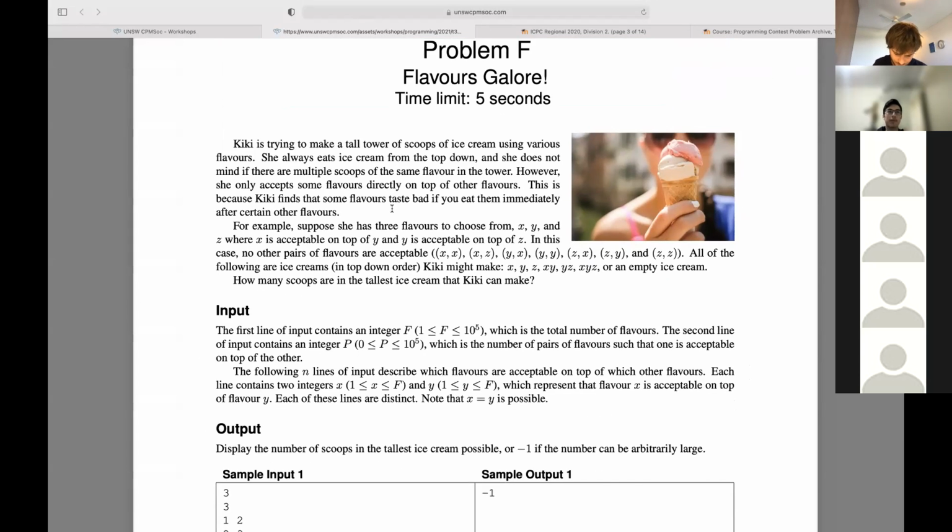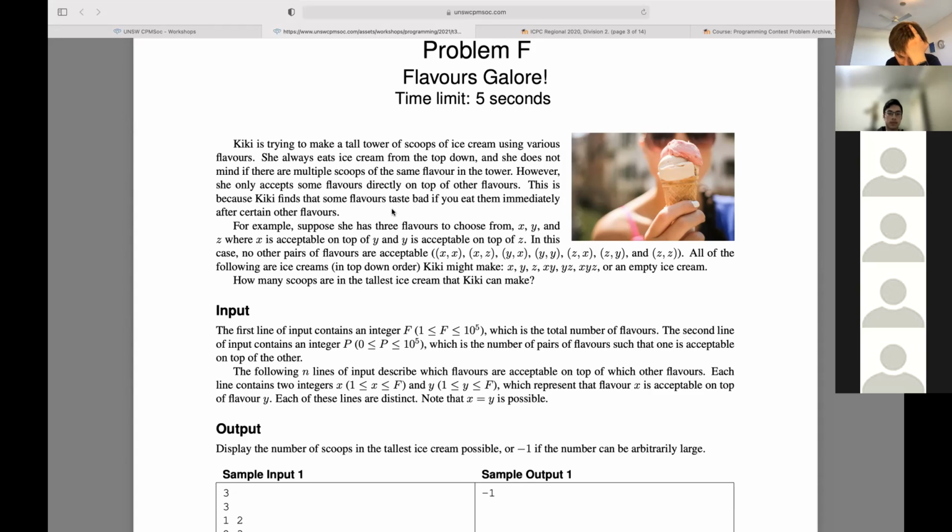in this problem, you want to make tall ice cream scoops. You want to have as many scoops of ice cream as you can. She always eats ice cream from top down, and she does not mind if there are multiple scoops of the same flavor in the tower. So you can repeat flavors. You can have one ice cream flavor multiple times. That's allowed.